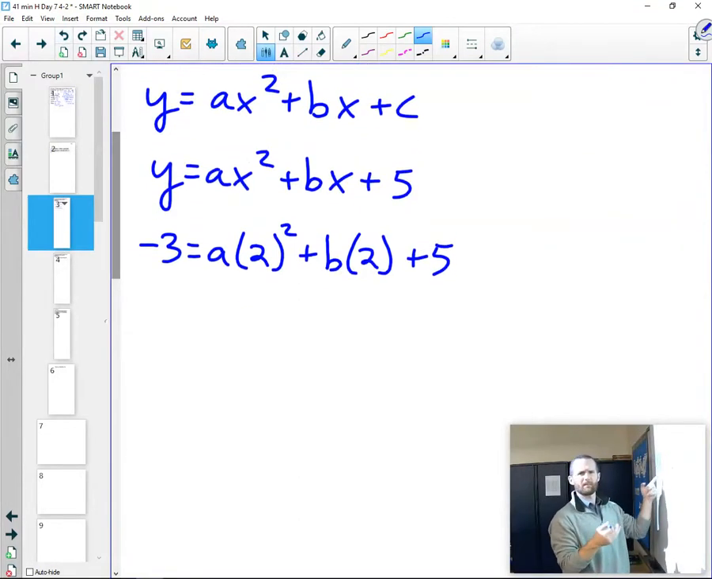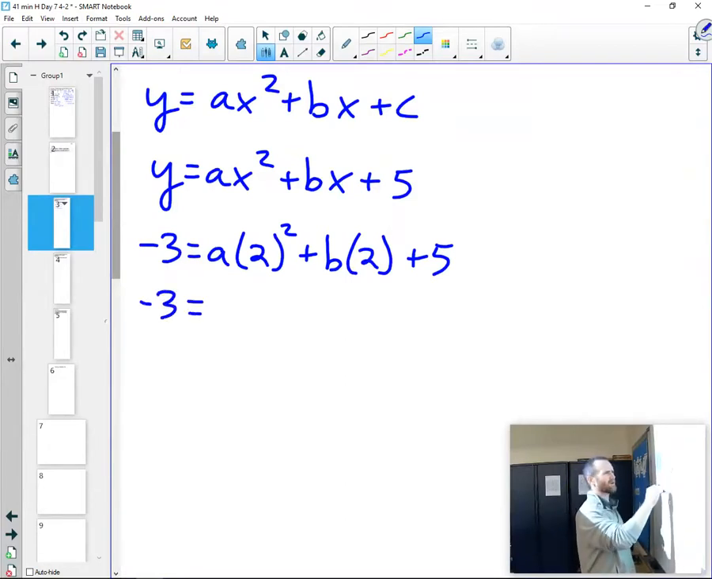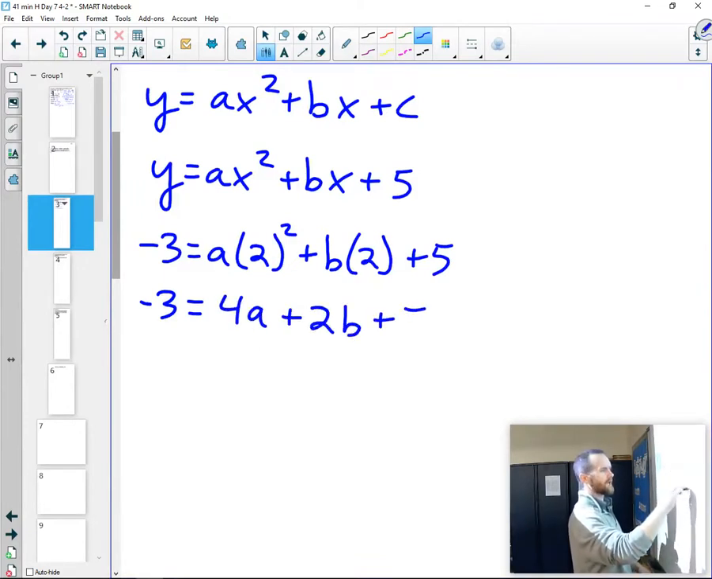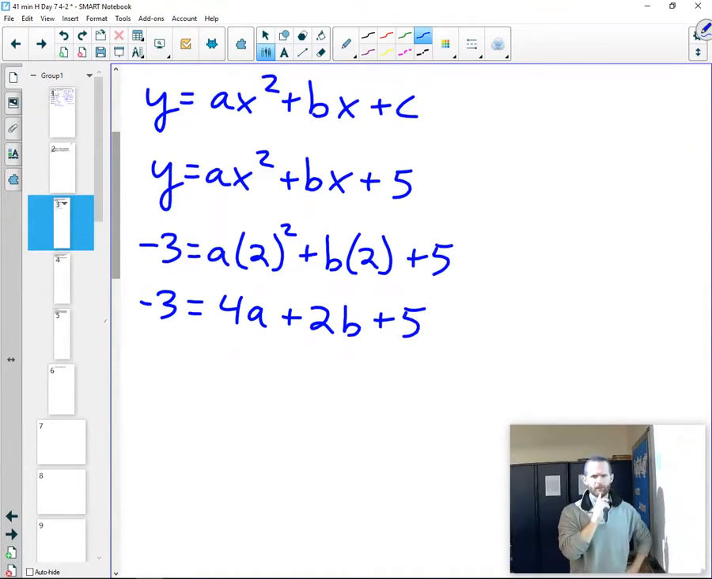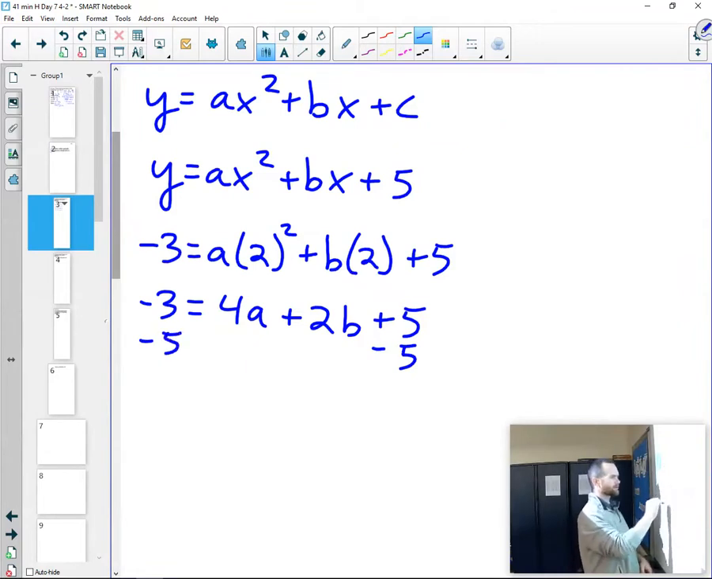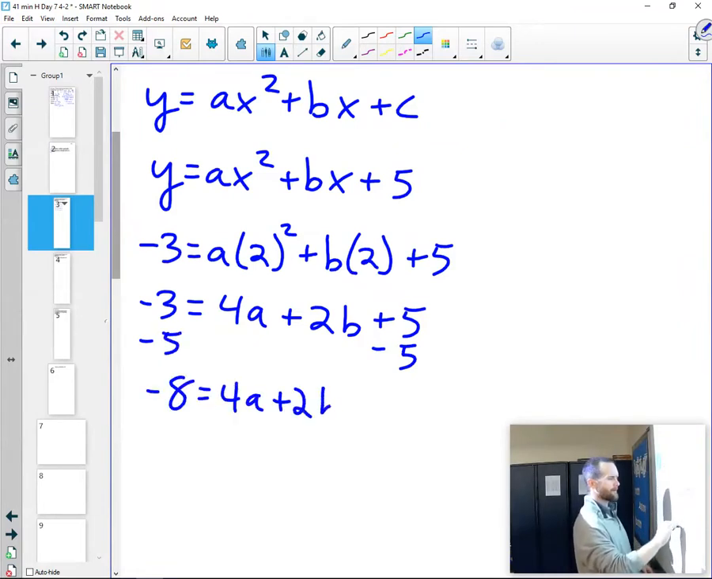Now that's not perfect, but it's easier to work with. So let's see what we can do here. Let's just simplify this out. This looks kind of messy. Let's leave -3 alone at first. A times 2 squared is 4, so it's 4a plus 2b plus 5. And the -3 and 5 are like terms. Let's combine them by using inverse operations. So that gives us -8 equals 4a plus 2b.